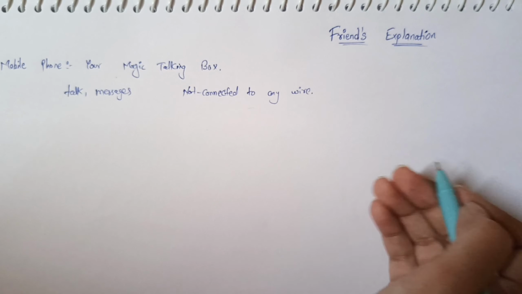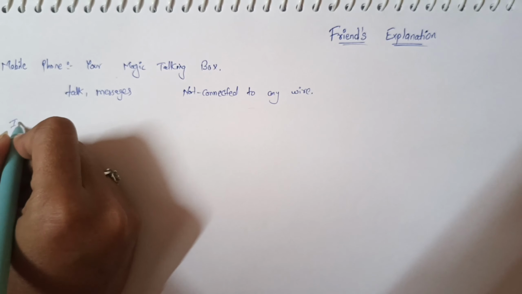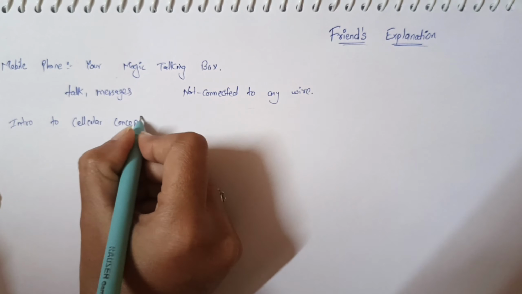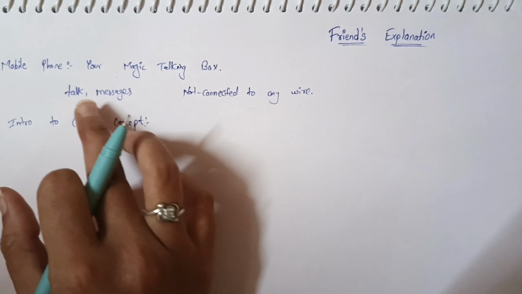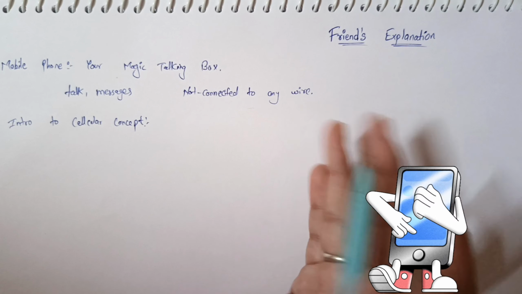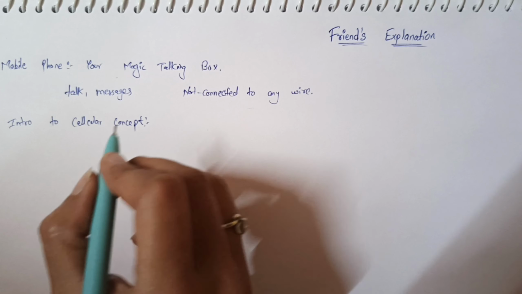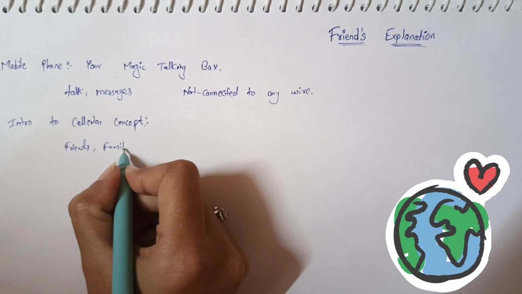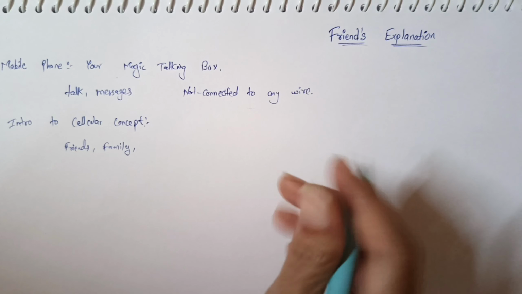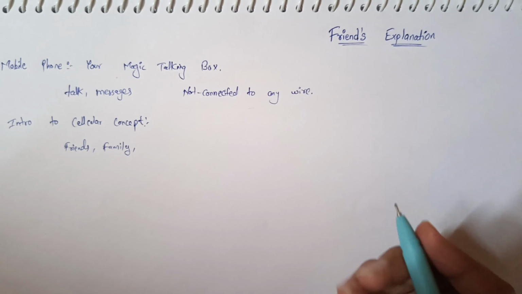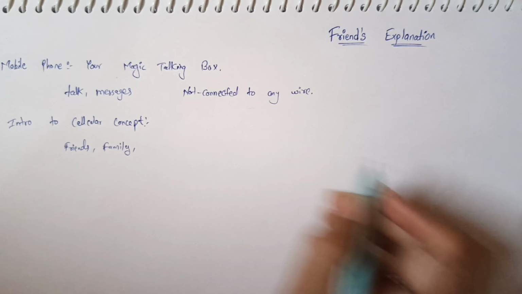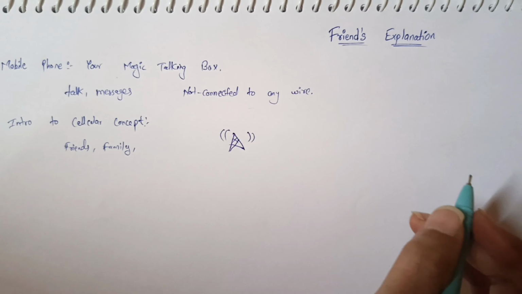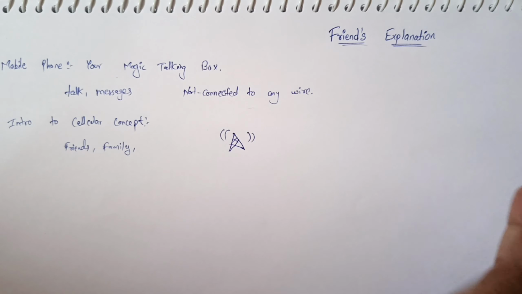Now let's see how this mobile phone works. Imagine you have this magical talking device, also known as our mobile phone. This magic device lets you communicate with your friends, family, and the whole world, no matter where you are. Now, how does it work? Well, it's like having a bunch of mini radio towers everywhere, and they are all working together to make your conversation happen.